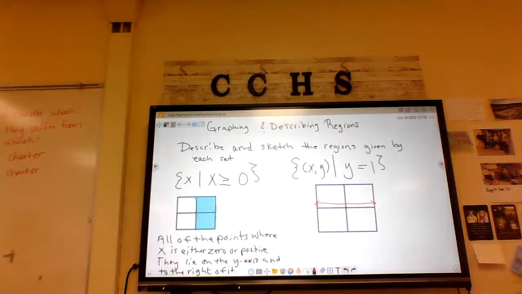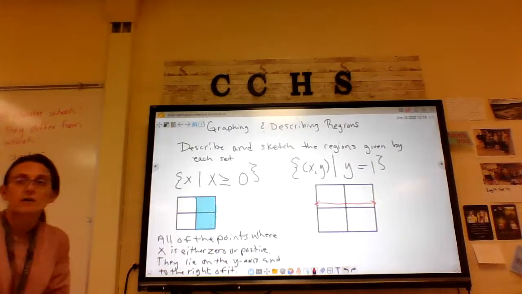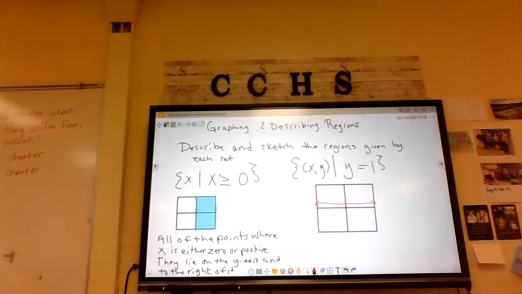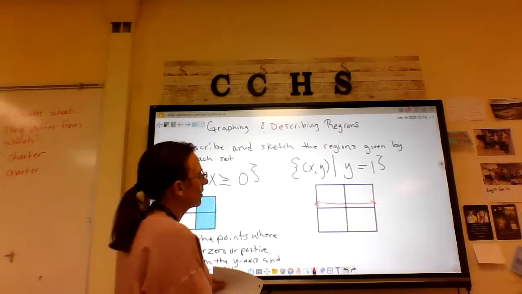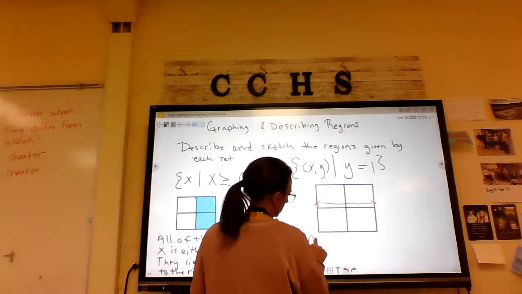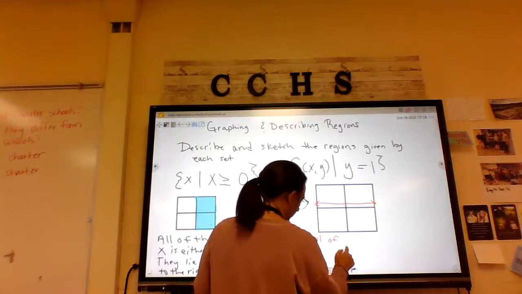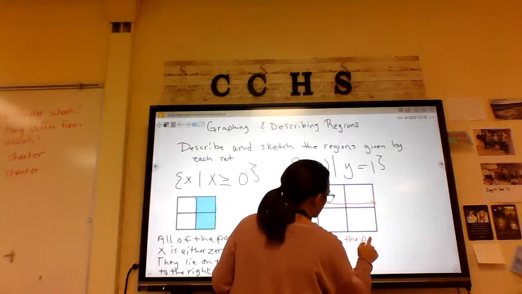Why are we not shading above or below or to the left or to the right of anything? Well, it's not 1 anywhere else, right? It's only 1 there. So how would we describe that with words? It's all of the points where y is 1.